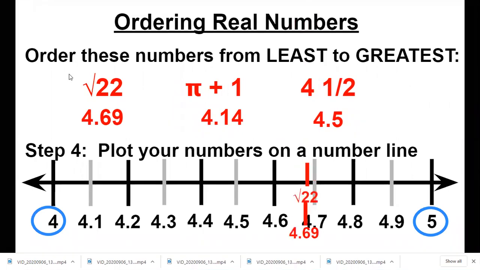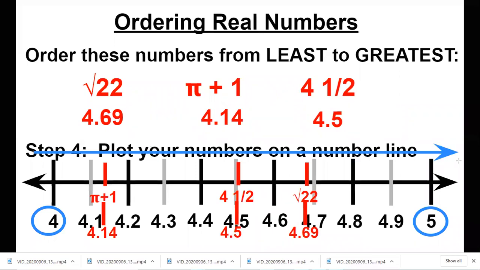So there's 4.69. It's very close to 4.7, but right before it. So our square root of 22 is going to be there on the number line. Our 4.14 is a little bit past 4.1. So that's going to be pi plus 1, right there. And then our 4.5 is exactly on 4.5. So now we know which numbers go from least to greatest. Remember, the numbers get bigger the farther right you go. The farther right you go, the bigger they are. The farther left you go, the smaller they are.